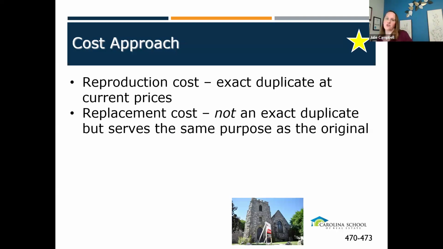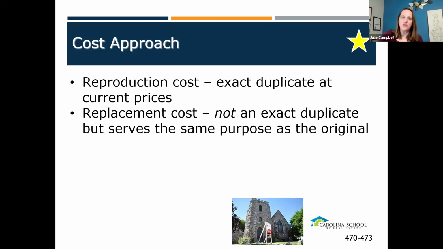The reproduction cost of the structure is if you were to build an exact duplicate at today's prices. With reproduction costs, think historic buildings. You're building it exactly like it was built back in the 30s, but you're just building it today. What would it cost you to build that today? Replacement cost of the structure is not a duplicate, but it serves the same purpose. Again, when you built that school in the 60s and now you're building a school today, there's big differences there, aren't they? In the 60s, schools had typewriter rooms. We don't see those today, do we? Today we have computer labs, right? There's just different things today that we didn't have. So we're still building a school, serving the same purpose, but it's not an exact duplicate.